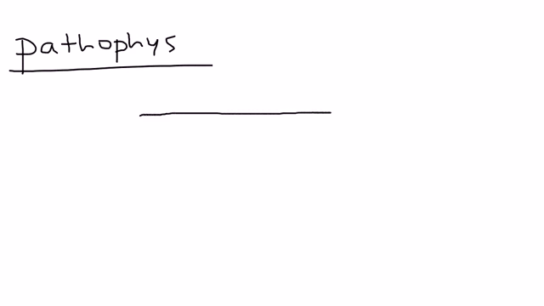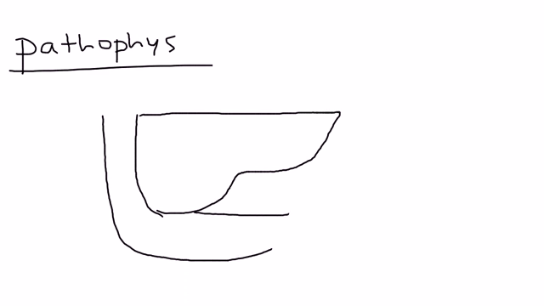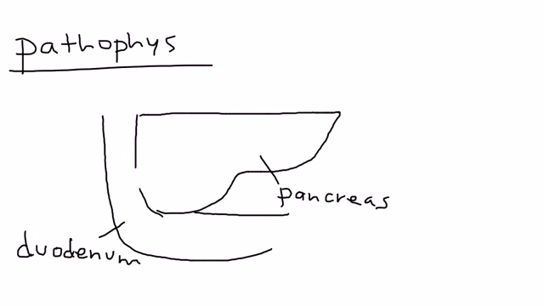So, what is the reason that pancreatitis is occurring in an individual? Well, I'll draw a very basic diagram of the pancreas and the duodenum, which is the area of the small intestine that is in close proximity. And running through the pancreas is this duct, and that duct is known as the pancreatic duct.